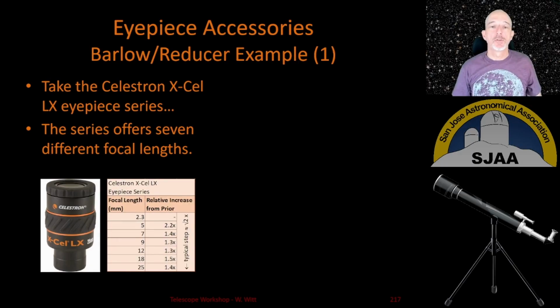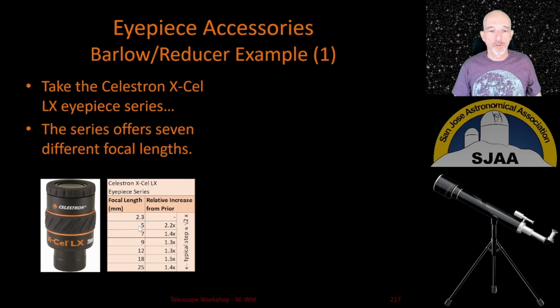Okay, so let's do a very quantitative example here, considering some eyepieces and Barlow lenses and reducers. We're going to use the Celestron XLX eyepiece series as our baseline. So if you go shopping for telescope parts, you will, for example, see this eyepiece set, right? And you can buy these types of eyepieces in any of these focal lengths: 2.3, 5, 7, 9, 12, 18, and 25.